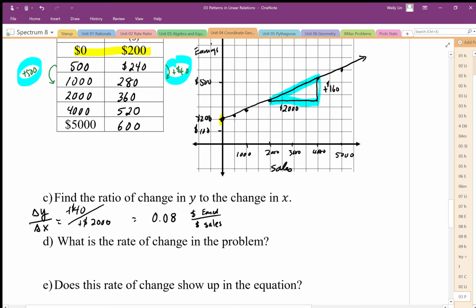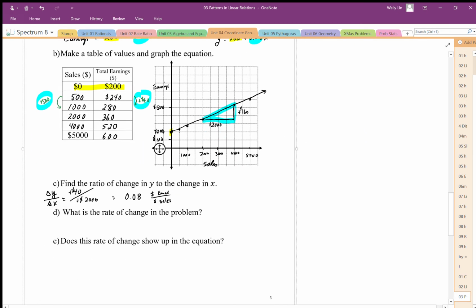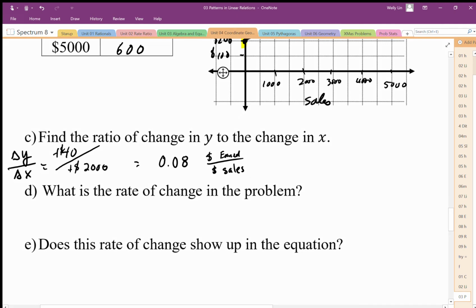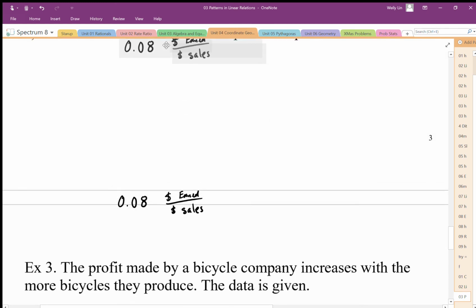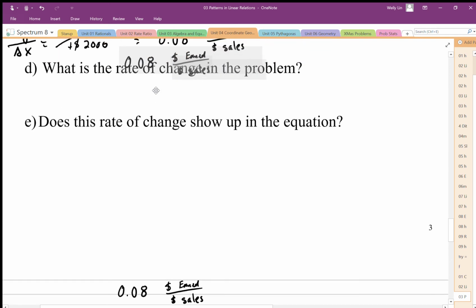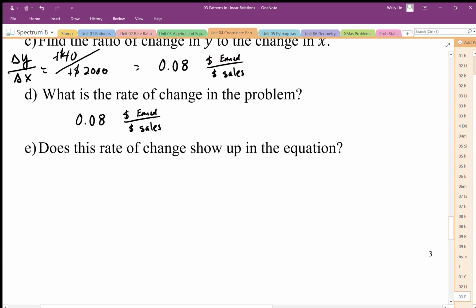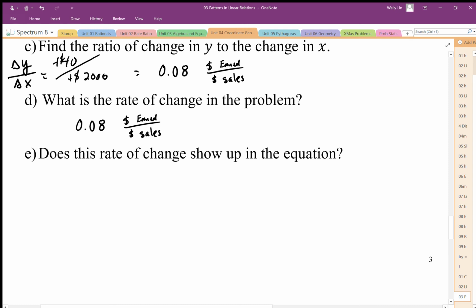So the ratio of changes of y to x is 0.08, and I can just take that and use that to answer the question. The ratio of change, or the rate of change, is going to be 0.08 dollars earned for every dollar sold. So this is the rate of change in the problem.